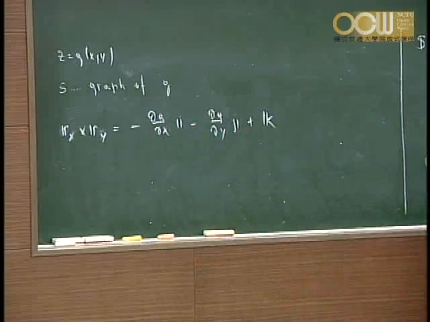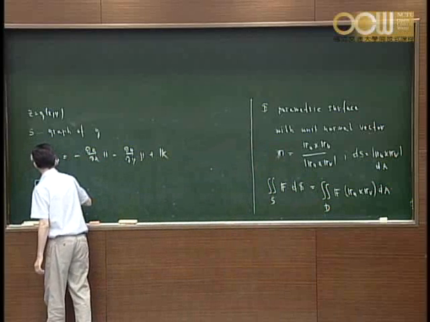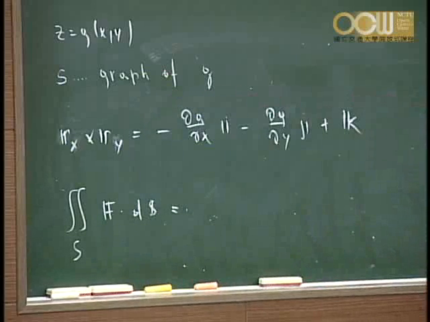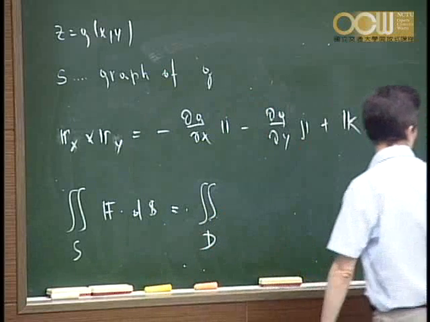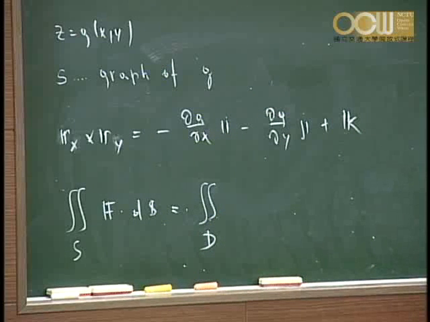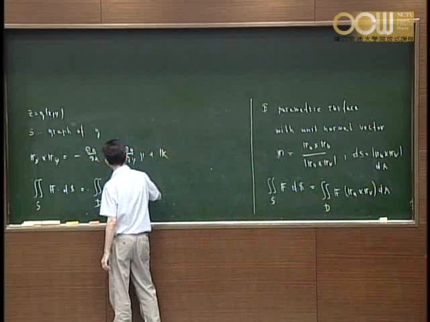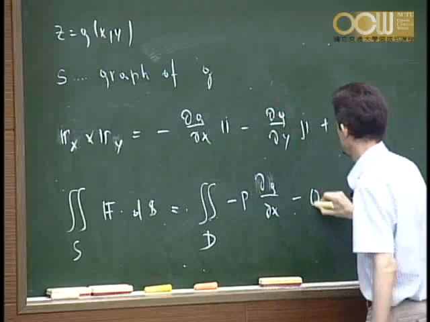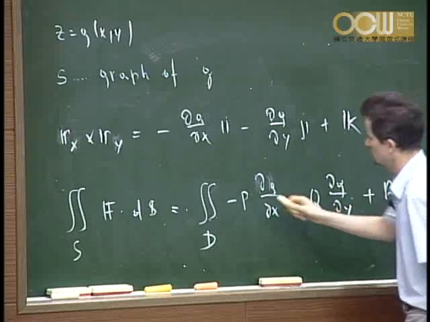Then the surface integral becomes the following. We have to compute the double integral over D. Now f has coordinates P, Q, and R, and this here is the dot product. So what we have is minus P times the partial derivative of G with respect to x, minus Q times the partial derivative of G with respect to y, plus R, dA.